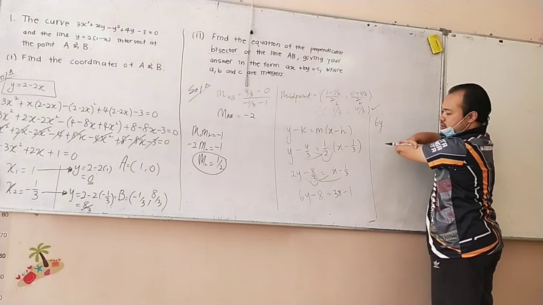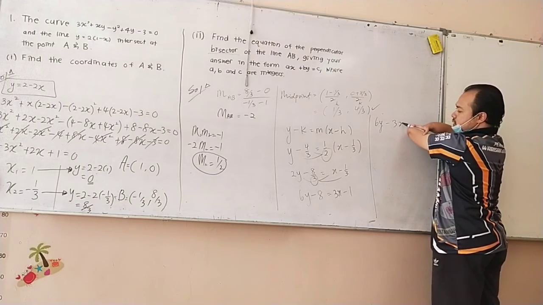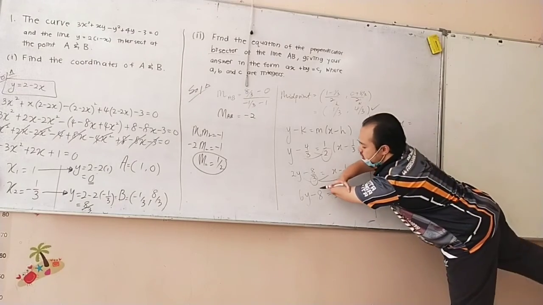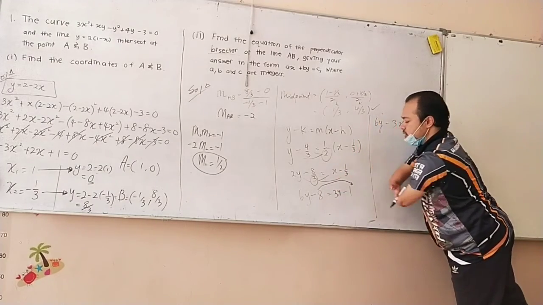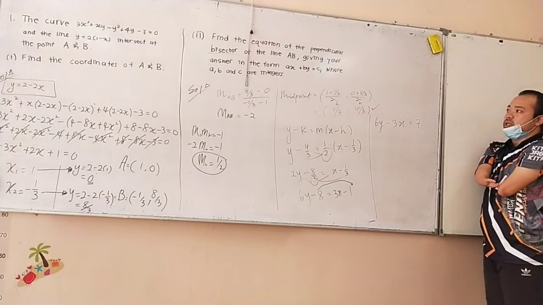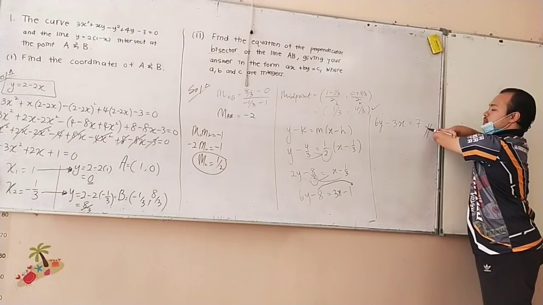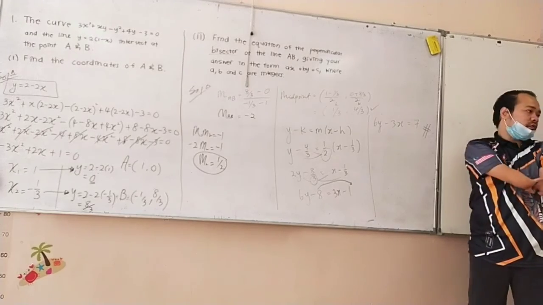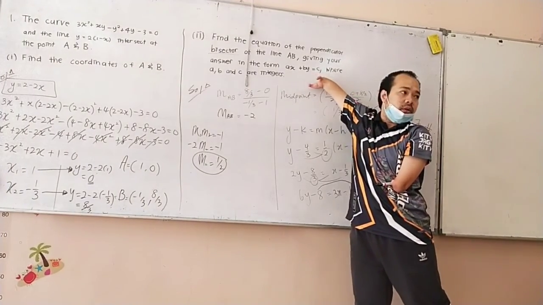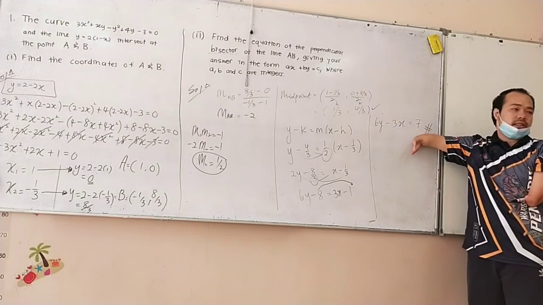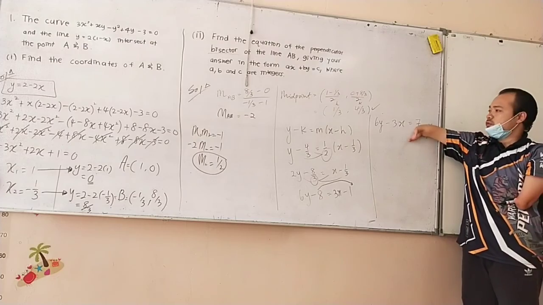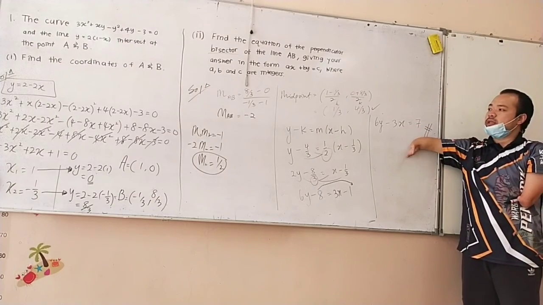So 6y minus 3x is equal to negative 1. We move this negative 8 to the other side. So negative 1 plus 8, so equal to 7. So this is our final answer. So we follow this form. Okay? Not y as the subject. Usually the question is what is the subject, right? But this time you follow what the question asks. You do it like this, you get 4 marks.